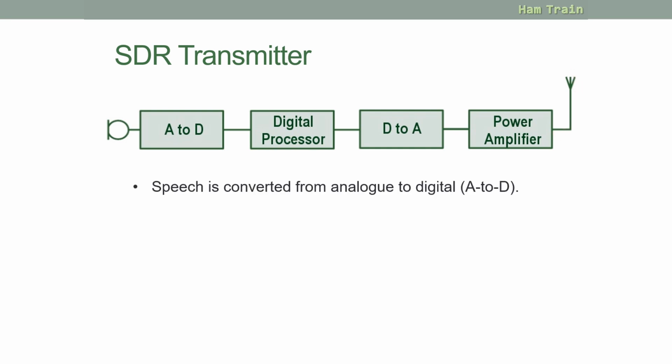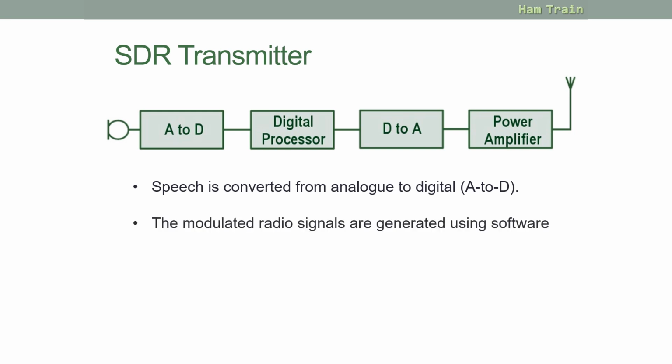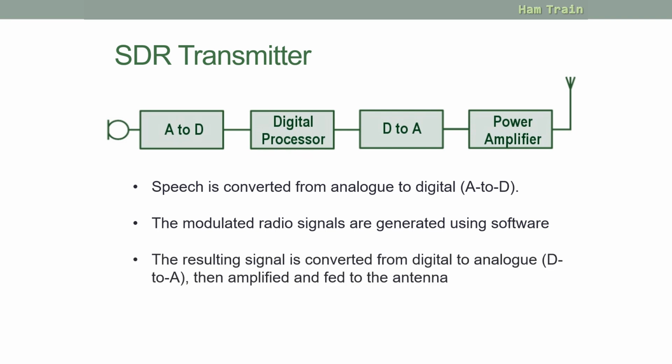So speech converted from analog to digital. The modulated signal is generated using software, here in our digital processor. And the resulting signal converted from digital to analog, D to A, amplified with the power amplifier and fed to the antenna.